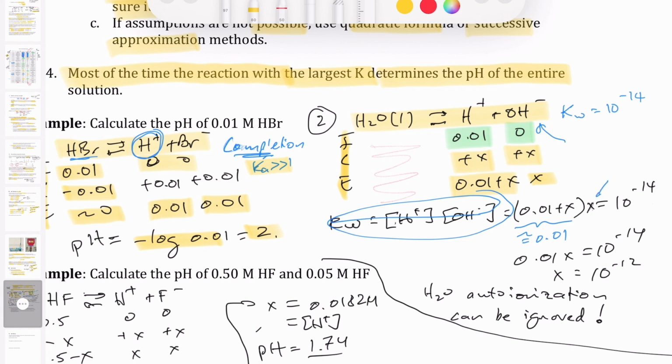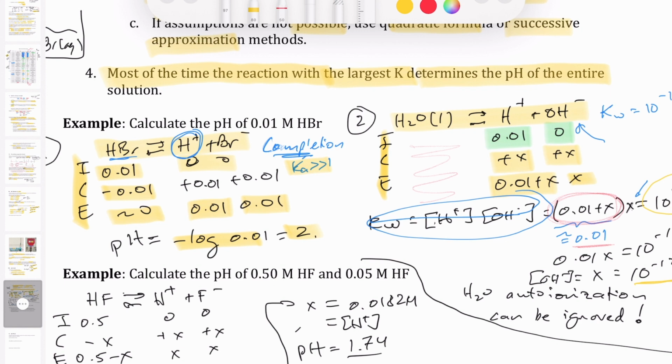Now here's the simplifying part. Notice that 0.01 plus X can be assumed to equal 0.01 because this is a really small K. Whenever we have that situation, as we learn in equilibrium, we can make that assumption. So the equation simplifies to 0.01 times X. Then X can be solved to be 10 to the minus 12, which is equal to the hydroxide ion concentration. Not really relevant to our question because we're not actually being asked to solve for hydroxide ion concentration, we're just being asked for pH. So then the question becomes, okay, let's calculate the total H plus.